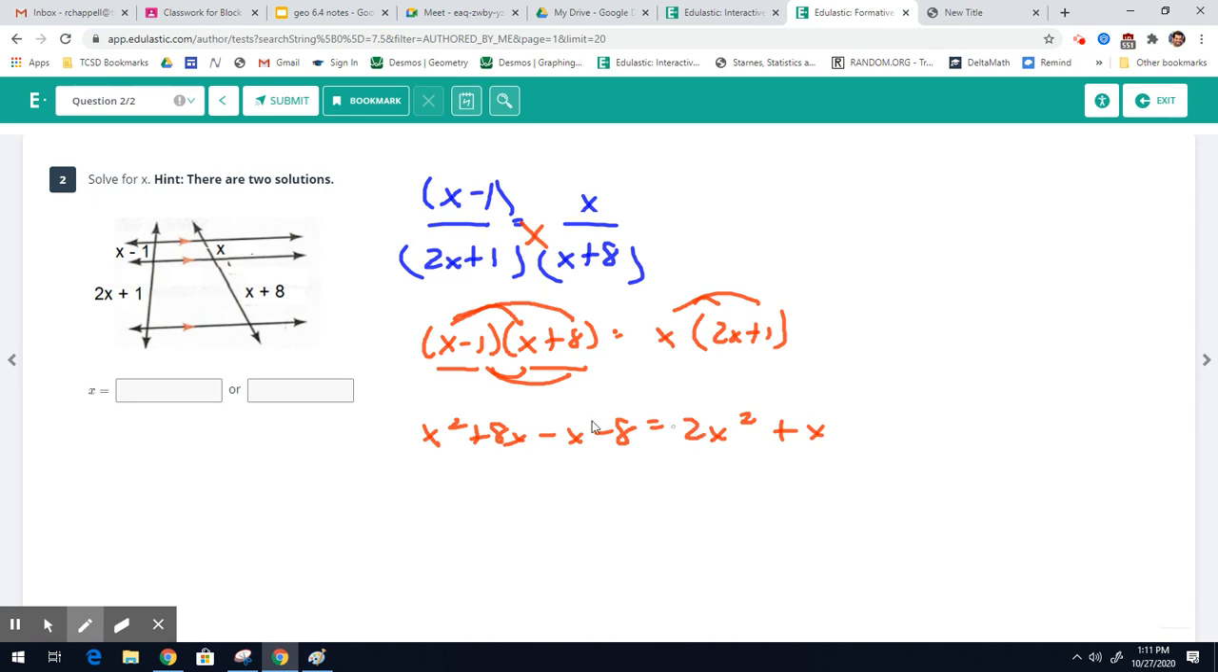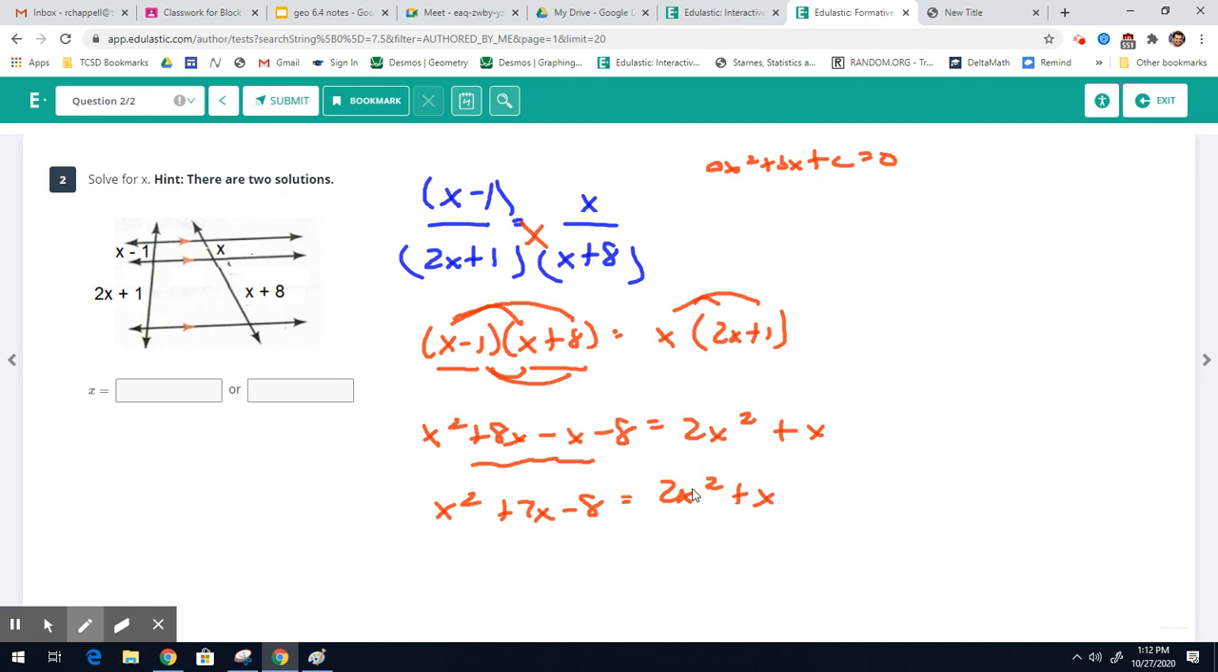Now before we start moving across the equal sign, we can clean this left side up. That's x squared plus 8x minus 1x, which is plus 7x minus 8. That equals 2x squared plus x. And now you need to move everything to one side to, again, create that 0. Remember, ax squared plus bx plus c equals 0.